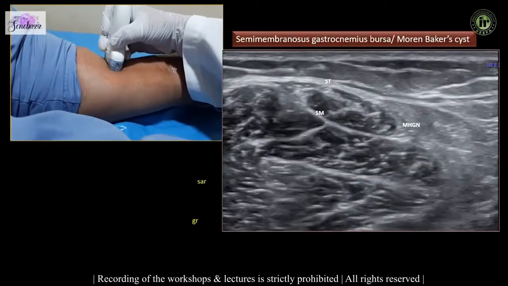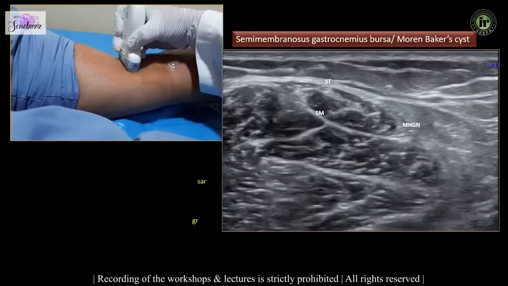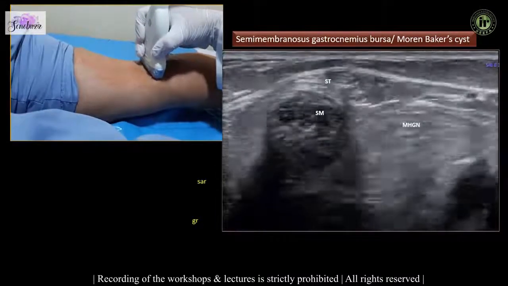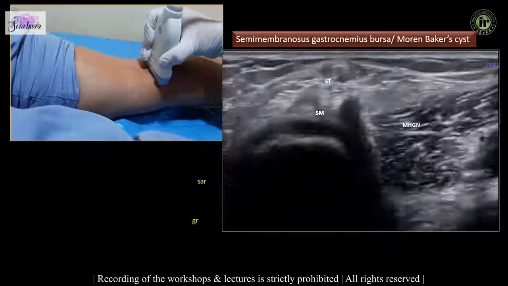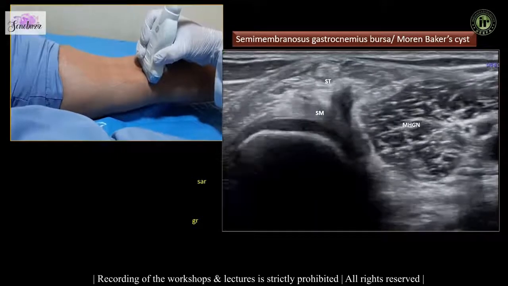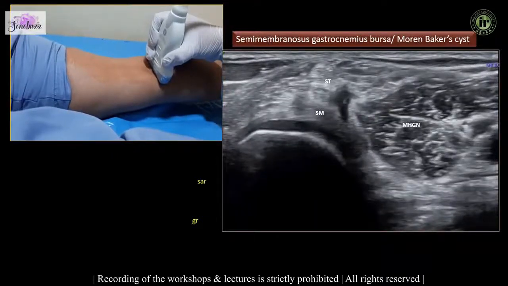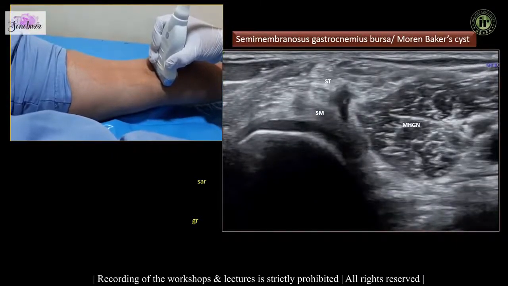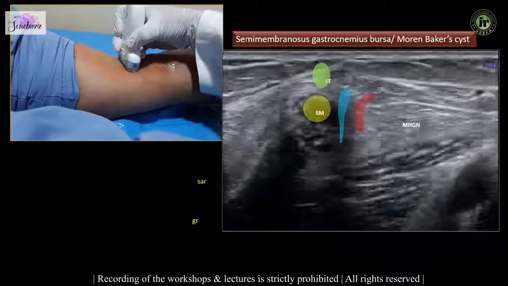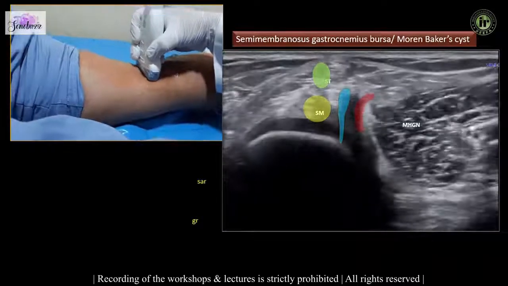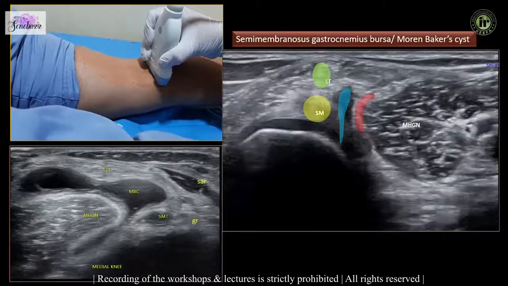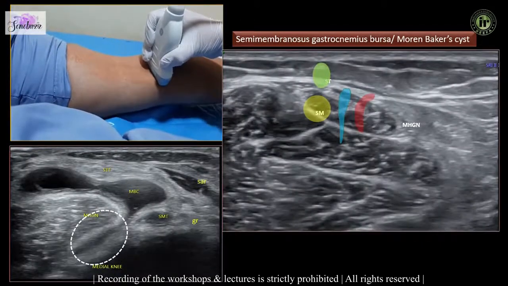Scanning down on the medial aspect of the thigh, you can see the muscle fibers of the semitendinosus and semimembranosus progressing towards their myotendinous junction and ultimately forming their own respective tendons there. And on the lateral aspect, we can see the medial head of gastrocnemius arising with its typical eccentric location of its tendon. And between the semimembranosus and gastrocnemius tendon, we have the semimembranosus gastrocnemius bursa or the Baker's cyst. And it is important to show the pedicle joining into the cavity.